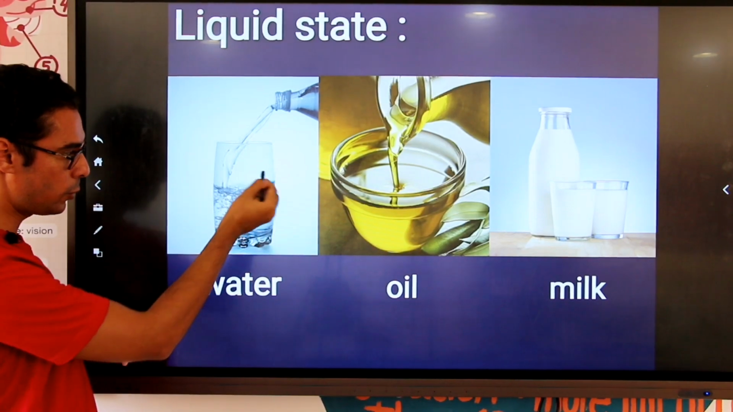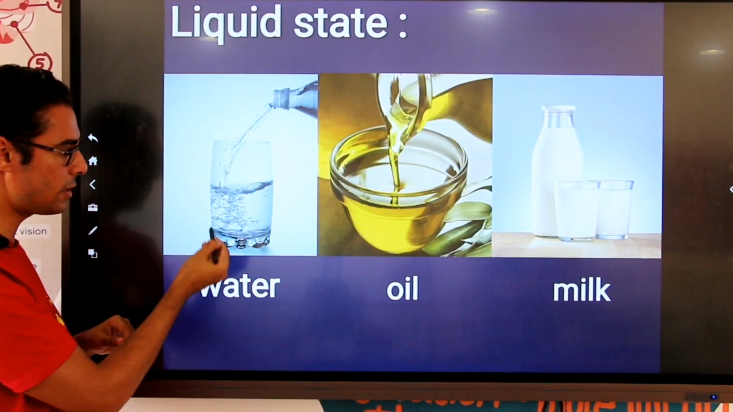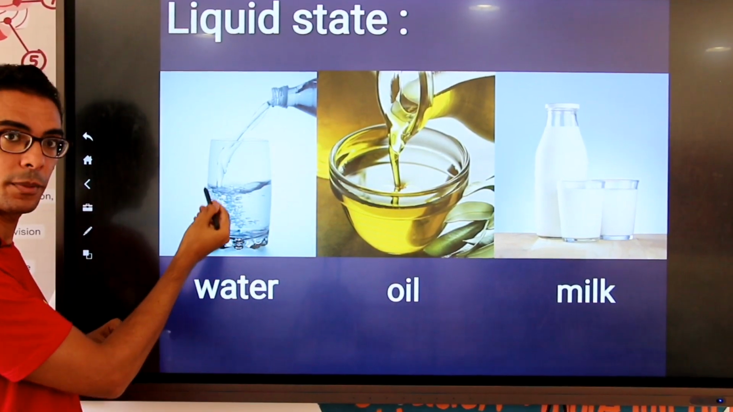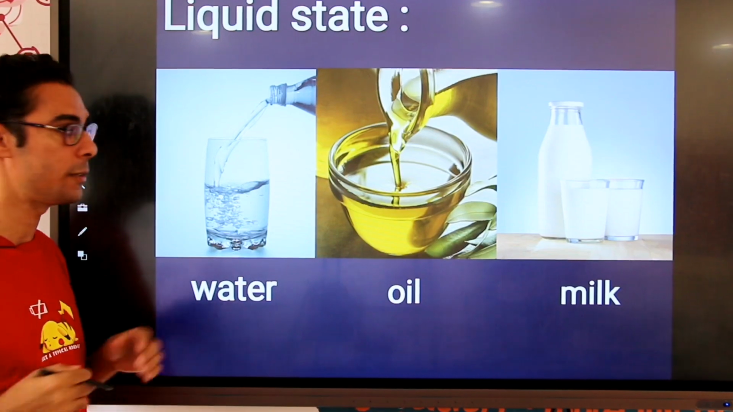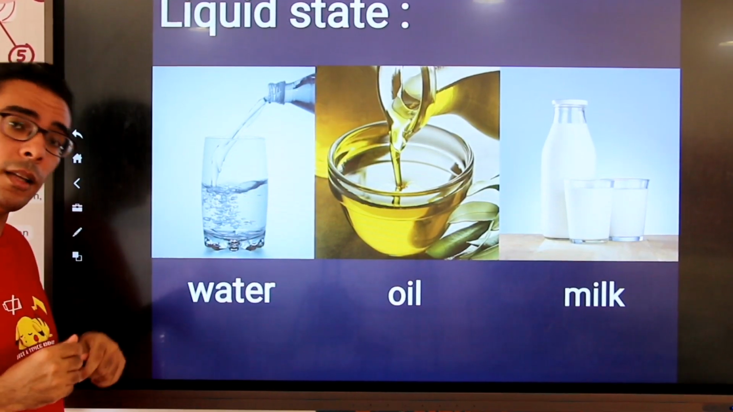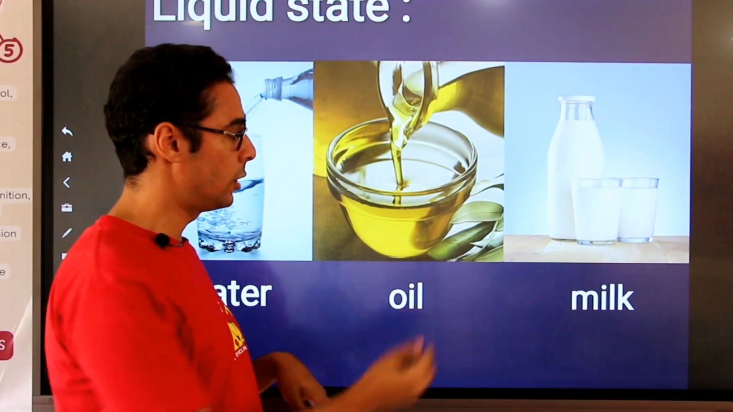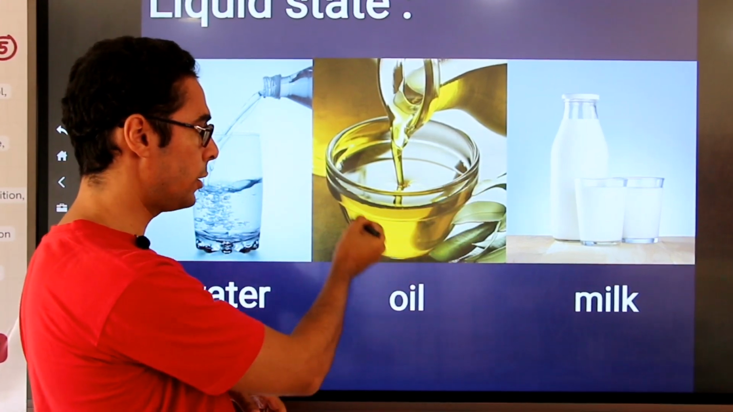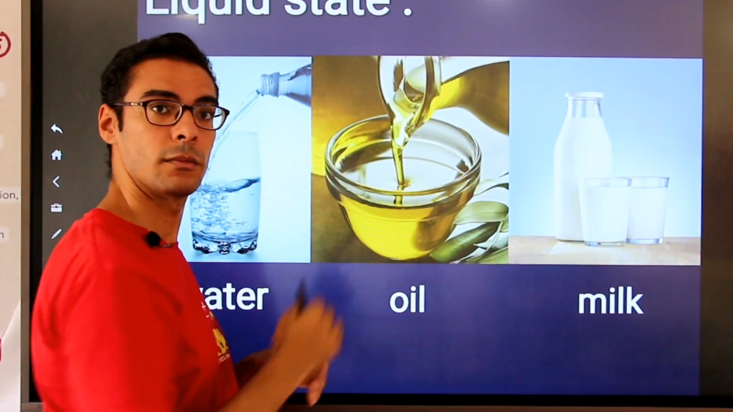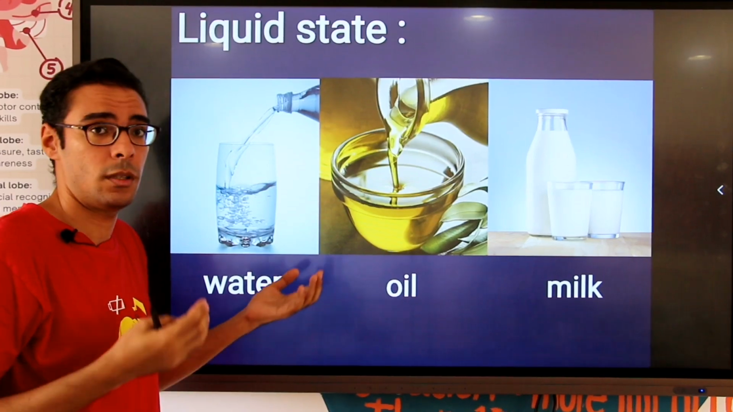Look at the water. When we pour the water in the cup, it takes the internal shape of the cup. It takes the shape of the container. It might be in the water only, Mr. Seif. Okay, let's watch another liquid. Here is the oil. Look, the oil takes the internal shape of the container. Maybe that's an exception in oil and water.